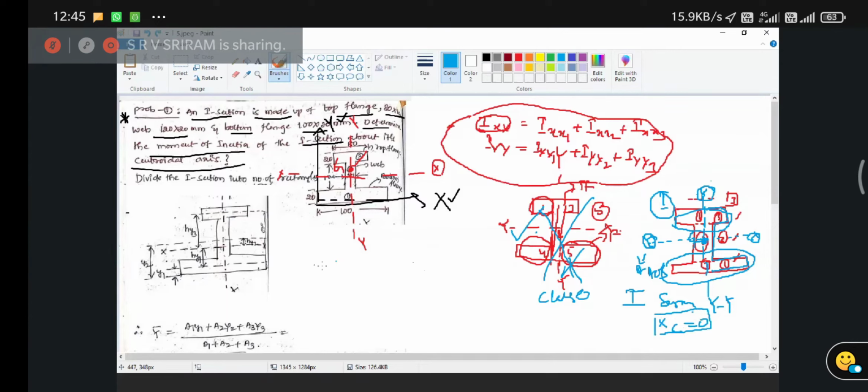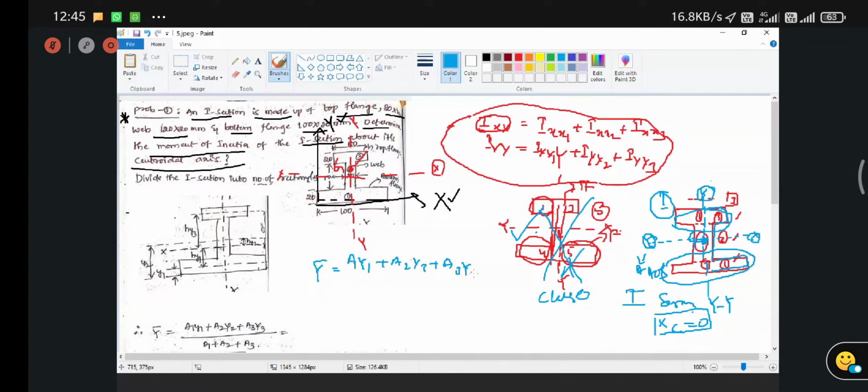So y bar is equal to how much? A1 y1 plus A2 y2. How many sections are there? Three sections are there, so plus A3 y3, three areas and three y coordinates. Only the y coordinate I am going to take, because it is symmetrical about the y axis, which means the x centroid will be zero. So divided by the summation of area 1 plus area 2 plus area 3.